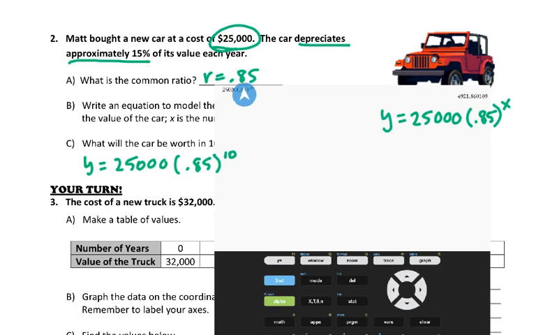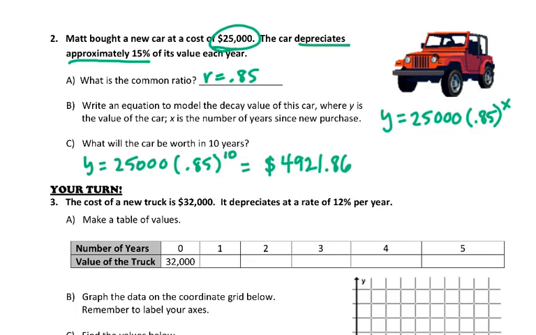You're going to type in our equation, plug in a 10, and then this is the number we're about to round. So we'll say that gives us a money value of $4,921.86. And that's all there is to that one.